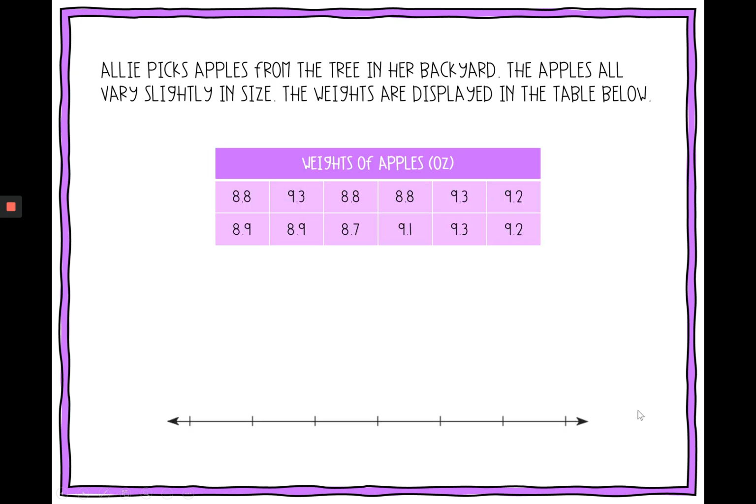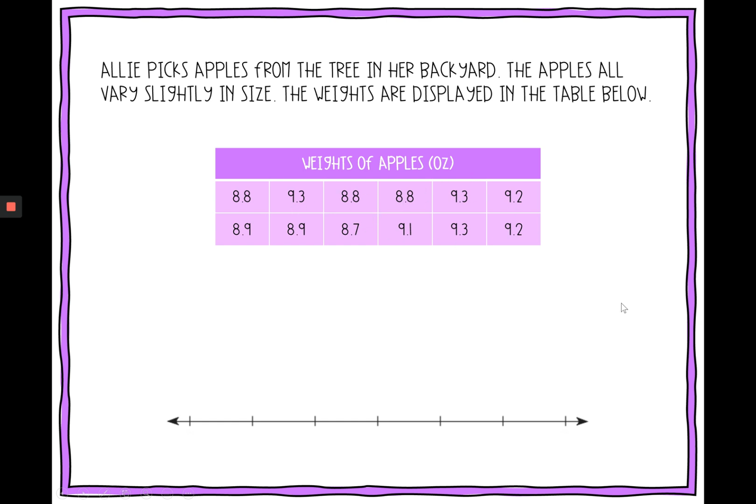All right, for our next example, Allie picks apples from a tree in her backyard. The apples all vary slightly in size. The weights are displayed in the table. So the first important thing to note is that we're talking about weight here, and weight is something that we measure, so we must include the unit. If it's something that you count, you don't have to have a unit, but if it's something that you're measuring, you must include the unit. So our unit here is ounces.